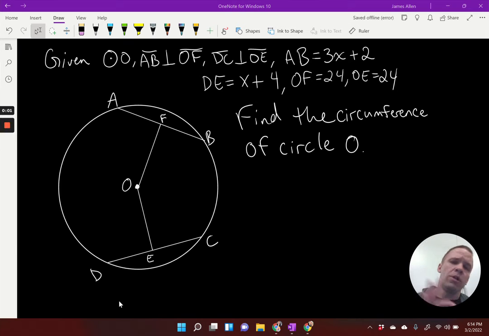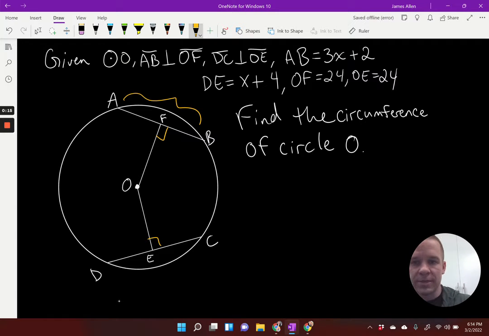All right, here we got circle O. We have AB is perpendicular to OF. I'm going to mark that right now. Actually, I'll use yellow. So AB and OF are perpendicular. DC and OE are perpendicular. We've got AB is 3x plus 2, and DE is x plus 4. I've got OF is 24 and OE is 24. Okay.